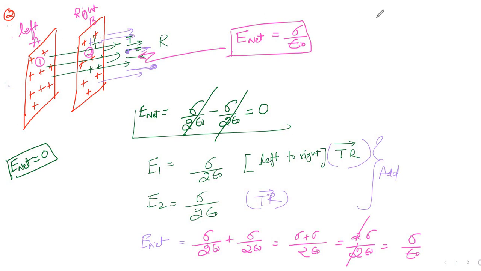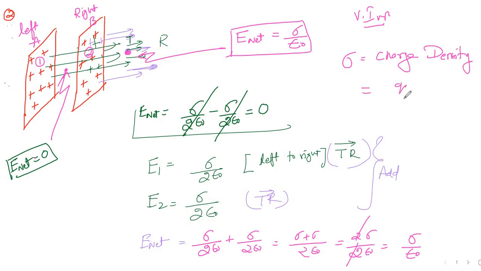So this derivation is very important from the exam point of view. So in the center, what did we get? Zero electric field. But on the side, we got sigma by epsilon naught. This is due to two infinitely big sheets, both positively charged. And remember what was sigma? Sigma was the charge density, which is nothing but Q per unit area, charge per unit area, coulomb per meter square.